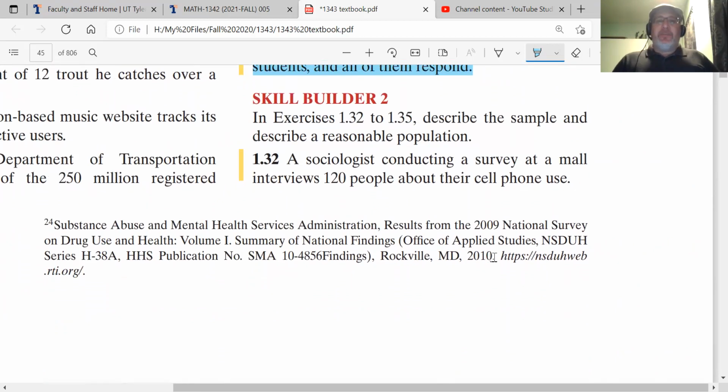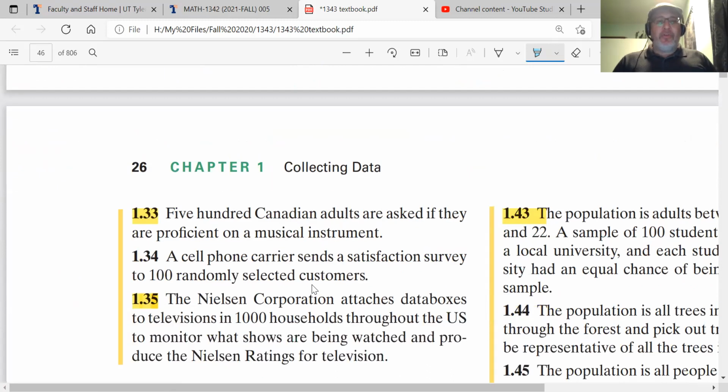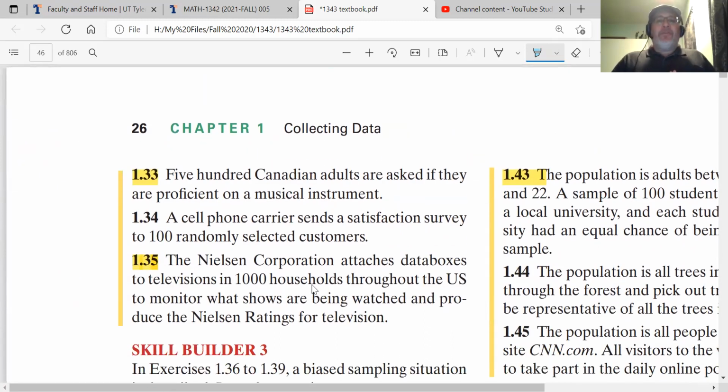All right, let's look at the next batch whose instructions are right here. Describe the sample and describe a reasonable population. All right, let's take a look. Number 33. 500 Canadian adults are asked if they are proficient on a musical instrument. Well, the sample is 500 Canadian adults.